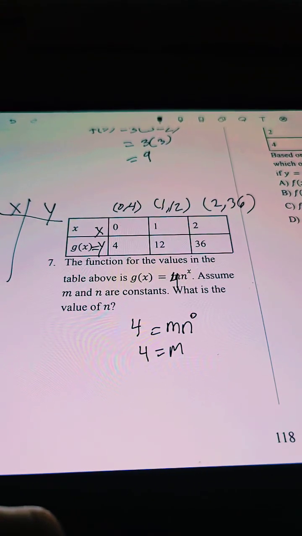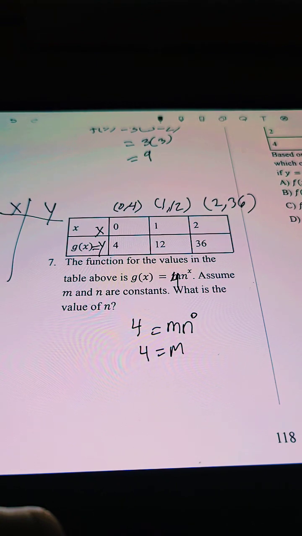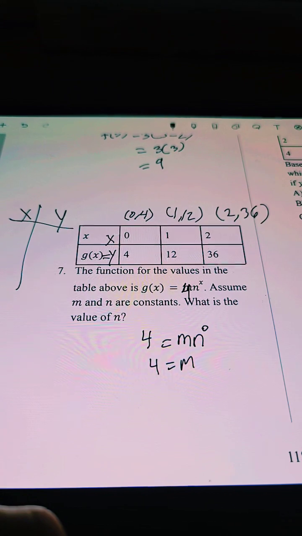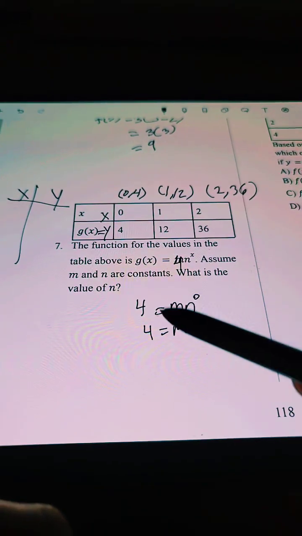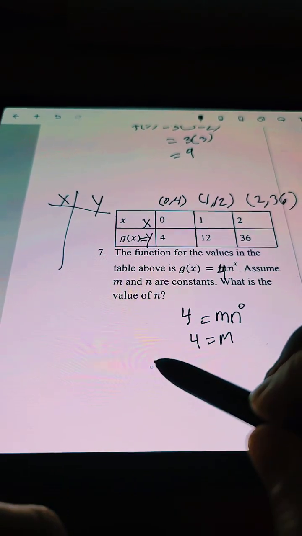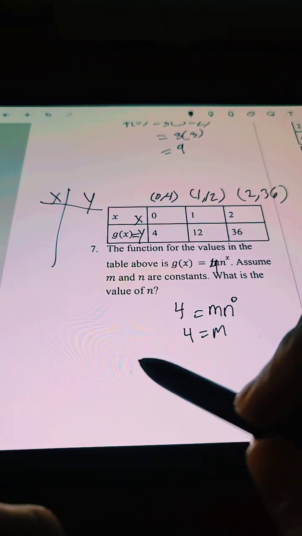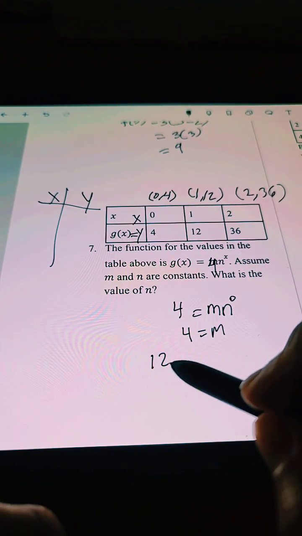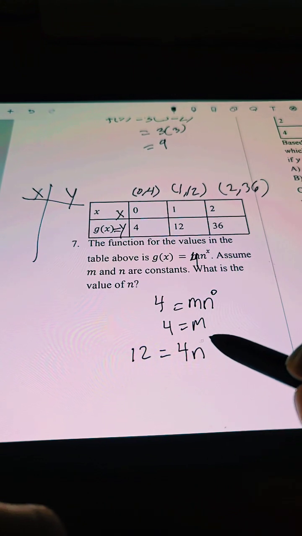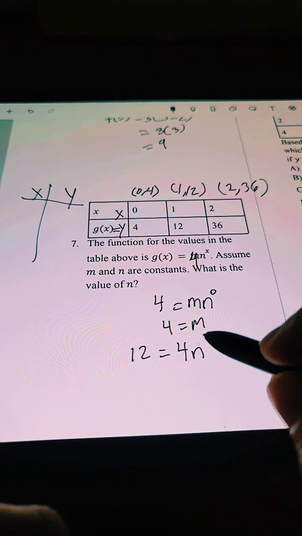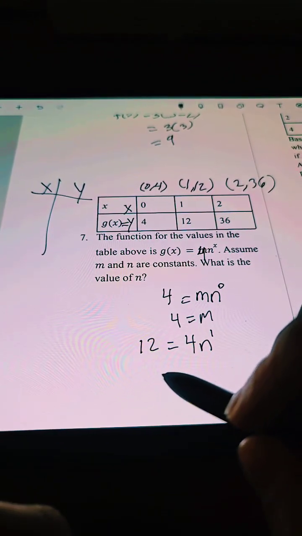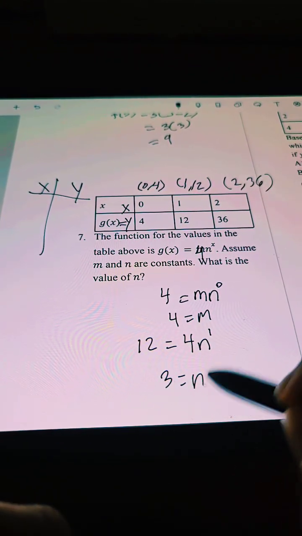Someone asked, do we just plug both values in? Yeah, I plugged in both. So I plugged in for x and g of x. Now if you're solving it this way, we could just keep going. That's what m is. So now I'm just going to use another point. I'll use 1, 12. So 12 is going to be my g of x, and I'm solving for n. My x value is going to be 1 when g of x is 12. Then I'm just going to divide by 4 on each side, and I get n is equal to 3.